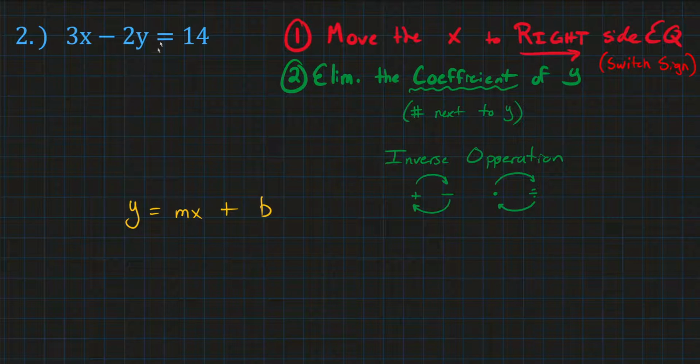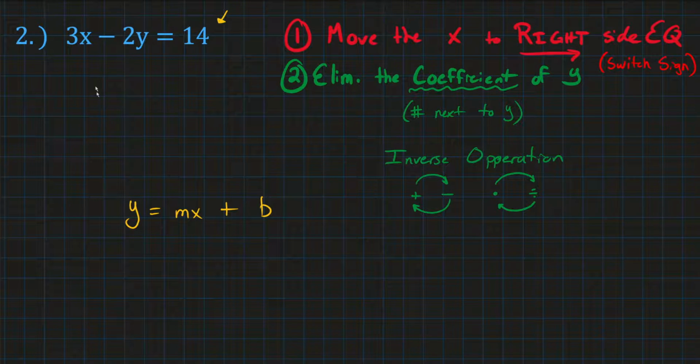Currently, in its standard form, it's difficult to graph. I don't know exactly what the m is. I don't know exactly what the b is. I don't know the slope or the intercept, so I need to find a way to get this standard equation to resemble this slope-intercept equation.